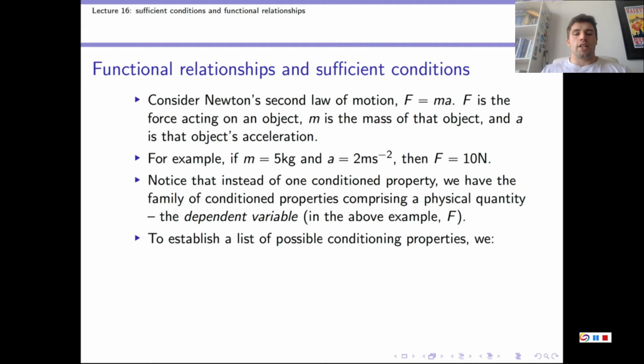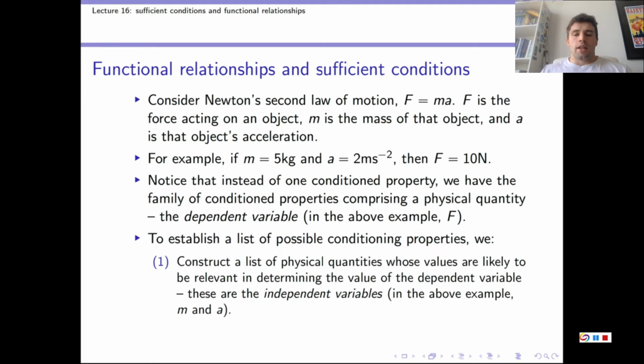And this is done in 2 stages. At stage 1, we construct a list of physical quantities whose values are likely to be relevant in determining the value of the dependent variable. And we can call this our list of independent variables. In the above example, this is just m and a.